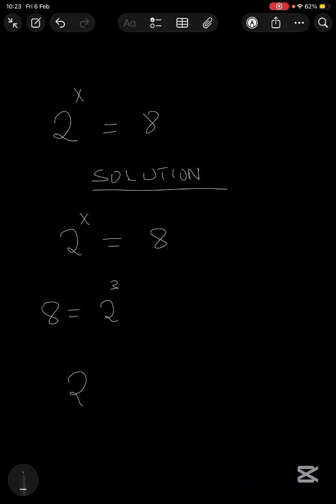So it is 2 power x is equals to 2 power 3. After the base is the same, we focus with the powers. So the power is x is equals to 3. So the value of x is 3. Example 2.